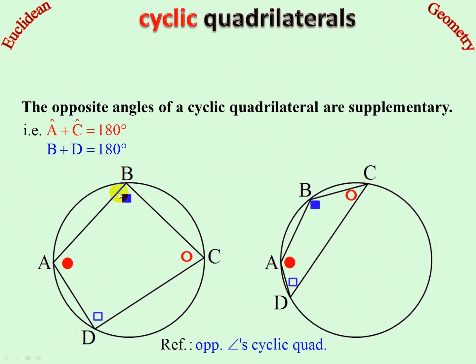And it can either be a normal quadrilateral or a funny looking squash quadrilateral, still 1, 2, 3, 4 sides and still all four corners on the circle. So op angles cyclic quad.